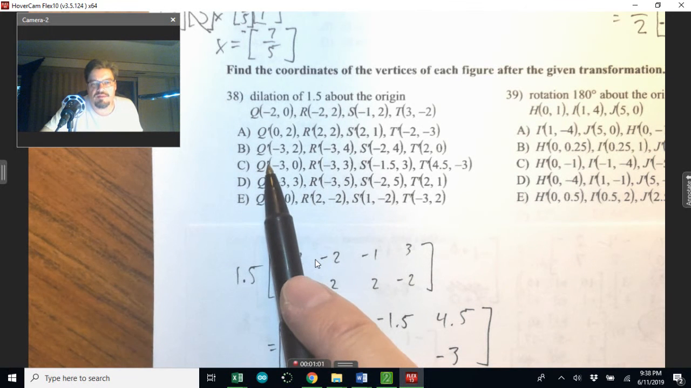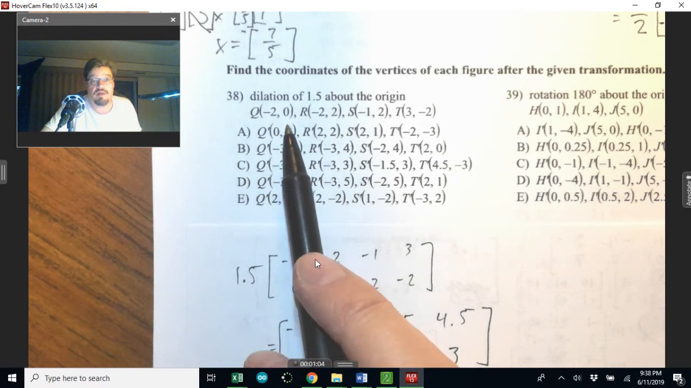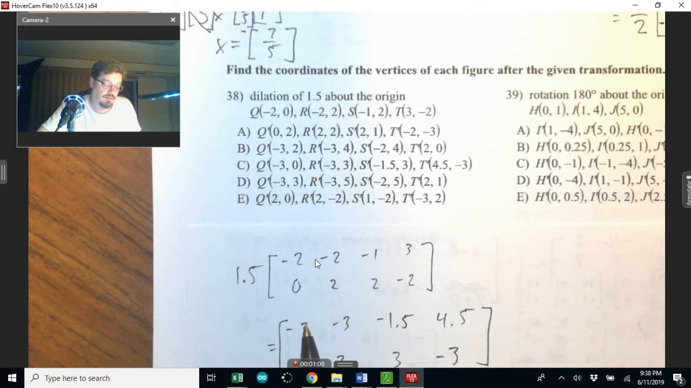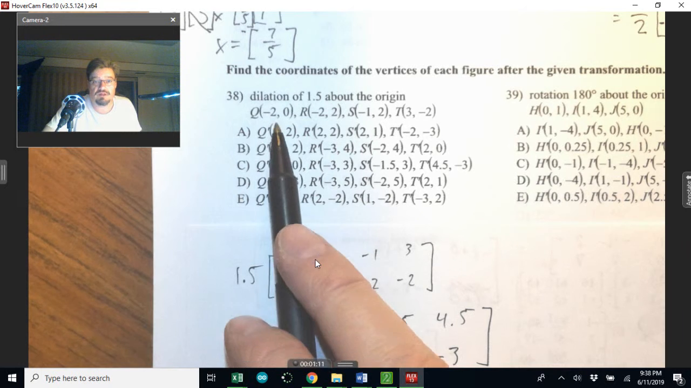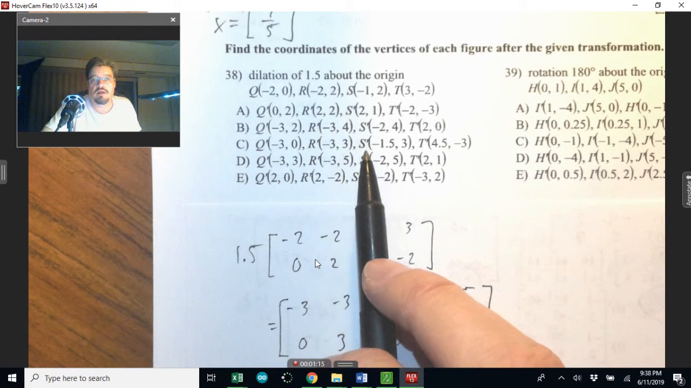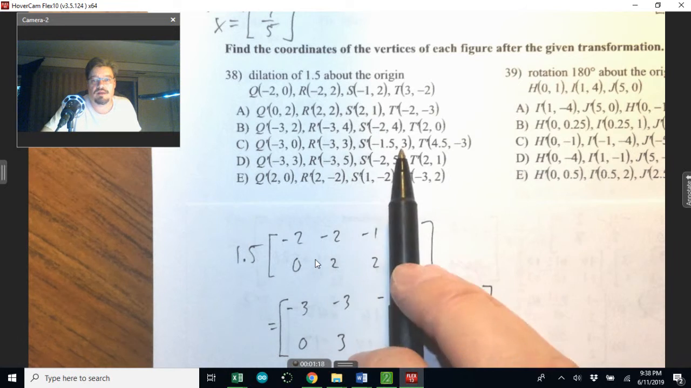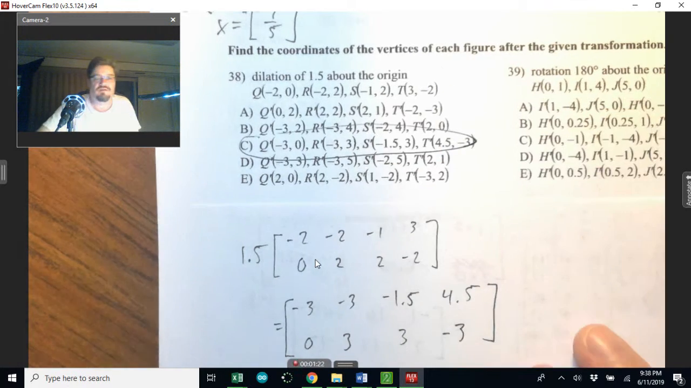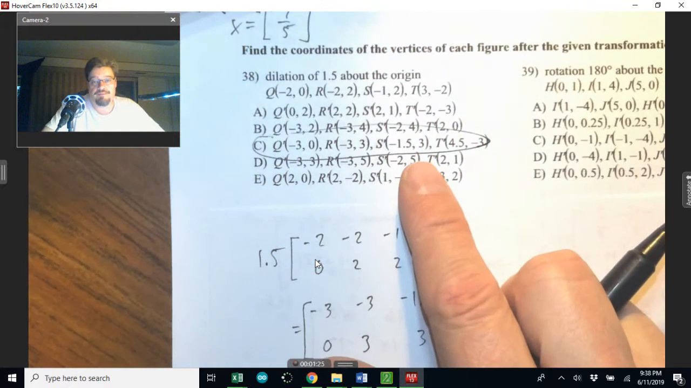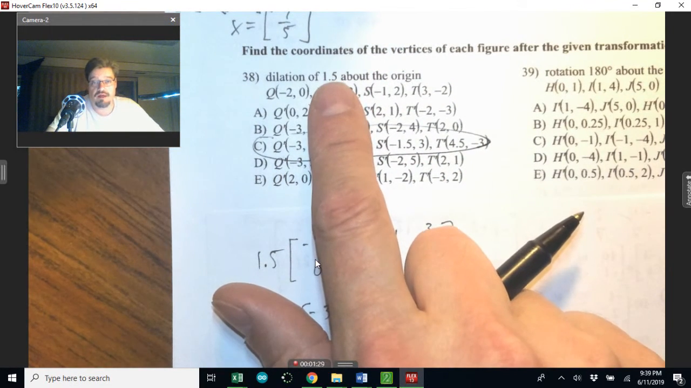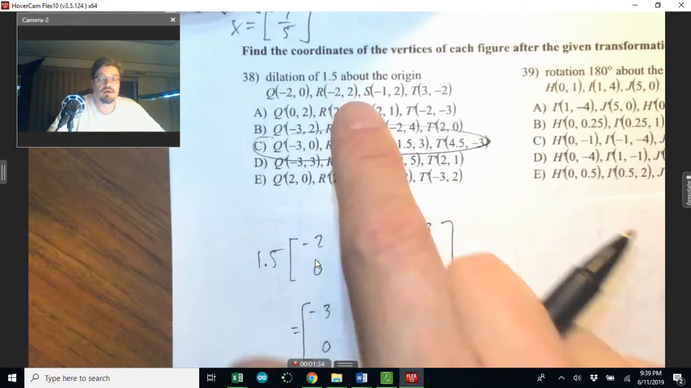And notice they put the prime to show that this Q got transformed. It became negative 3, 0. So we're looking for negative 3, 0. It's this one. The next column is this one, next column here, and this one is here. So it's C. Okay, so dilation should be fine. You could do it with a calculator, that's fine. Look out for decimals, okay? Because that's really when you want to use the technology.